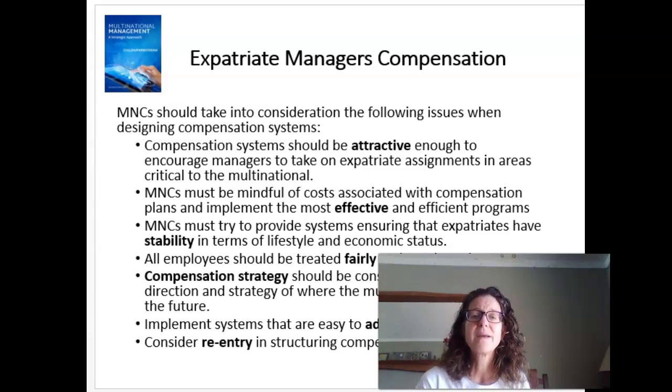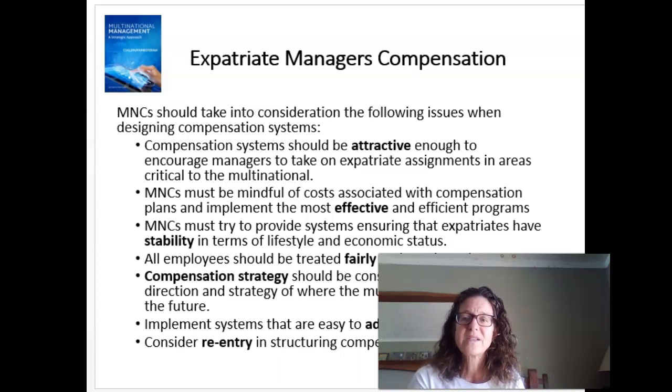And the last consideration is re-entry. At the end of the day, when we send an expatriate abroad for 3 to 5 years, the final objective is for that individual to return home with his or her newly acquired global mindset to be reintegrated into the organization. And so we want to make sure that the compensation package enables us to seamlessly reintegrate the expatriate into the organization in terms of compensation.